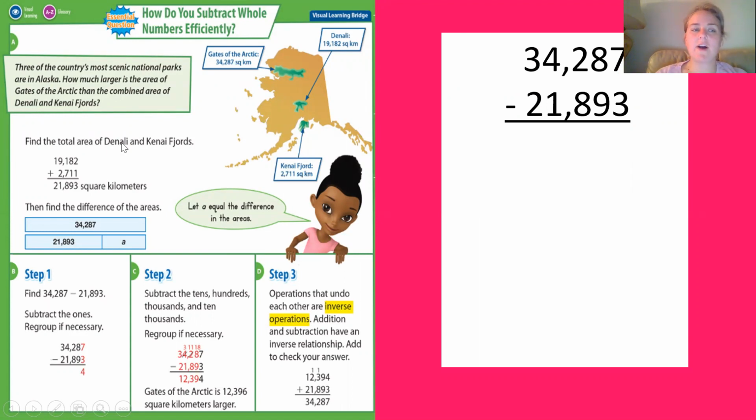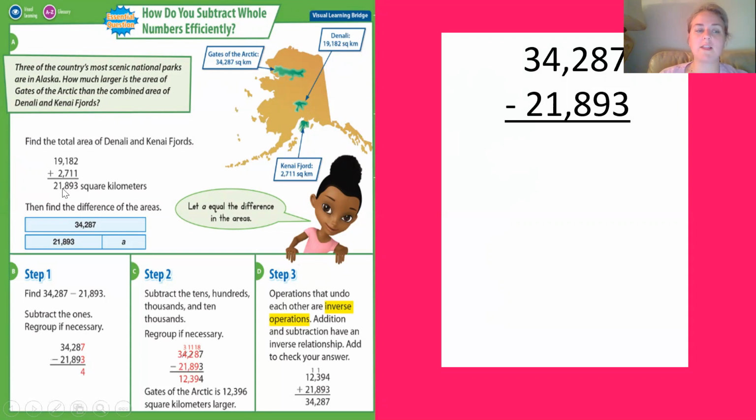So we're going to go ahead and look at our problem. What we're trying to find is how much larger is the area of the Gates of the Arctic than the combined area of Denali and Kenai Fjords. To do that, we have to find the total area of Denali and Kenai Fjords. I don't know if I'm saying that right, but it doesn't matter because it's a math problem. So we're going to find the total area first, so we're going to add those two numbers together.